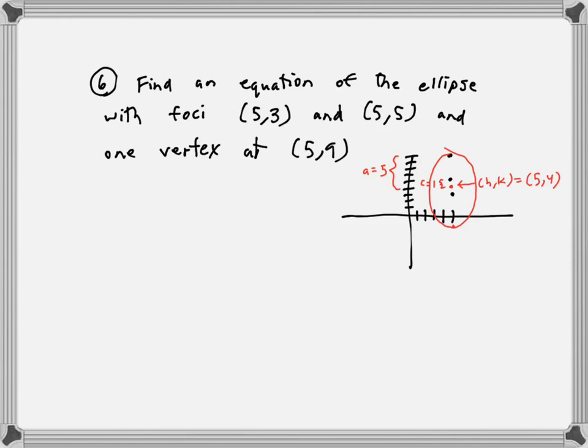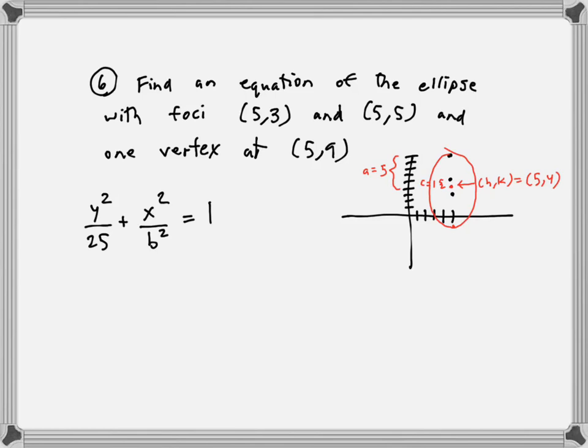We know it must be a vertical stretched ellipse, right? Because the foci and the vertex were in the direction of Y, right? They were all going up and down. Okay, so let's write down what we know. We know it's y squared over a squared, so over 25, plus x squared over b squared is equal to 1. We don't know what b is yet.